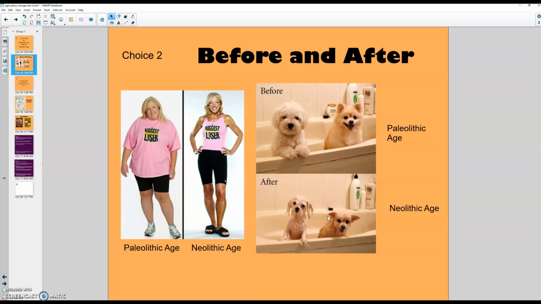Aren't they so cute? So, the before is the Paleolithic Age, the after is the Neolithic Age. The before, Paleolithic Age, the after. So you're going to have to create an ad, so to speak, on Google Slides, selling the fact that people should try the agricultural revolution. Now, there are three things, basically, that you're going to use to get the job done.